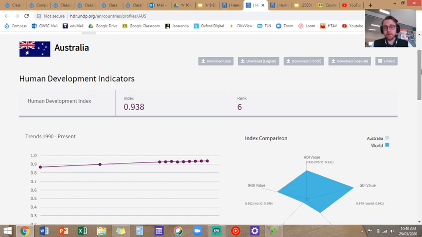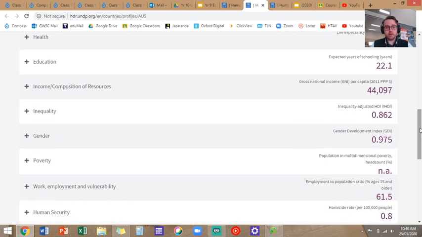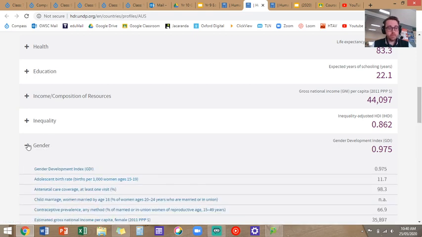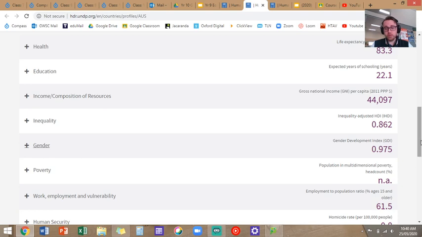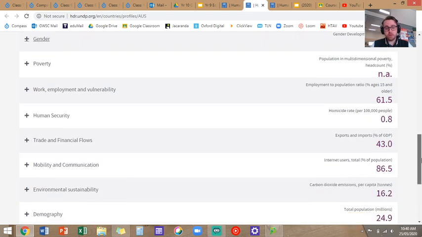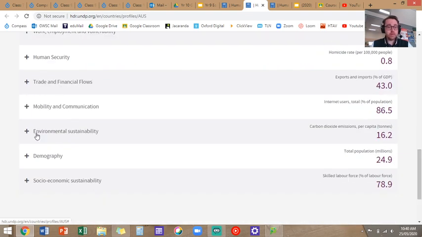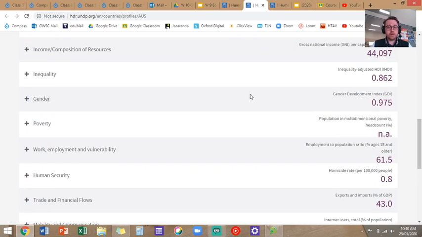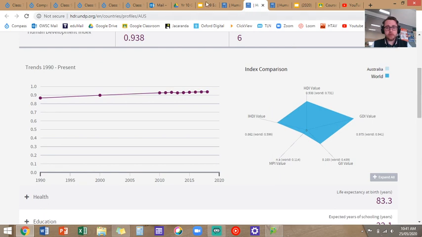And how did they give us that number? Well, they assess things like our health, our education, our income, inequality, gender details, poverty, work and employment, human security, all of this information, environmental sustainability. So what's your environment like? Is there lots of pollution? So for question 1, you're looking to give me some of these different little subcategories there. So that's what you're smashing into question 1, looking at those different lists.